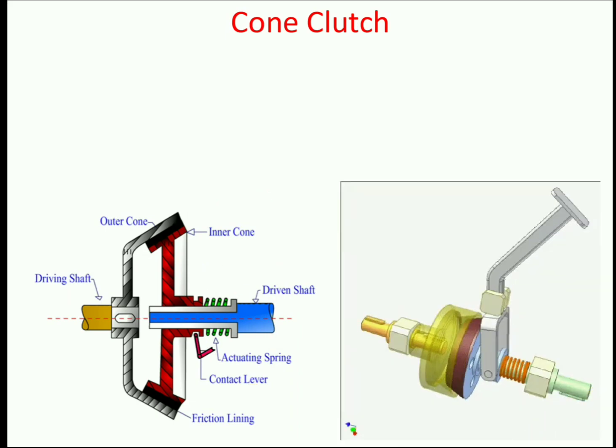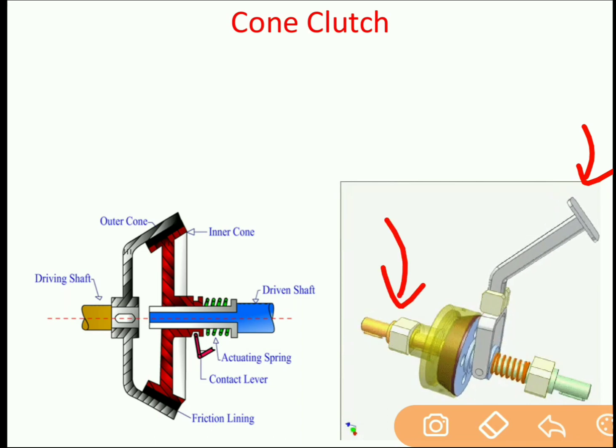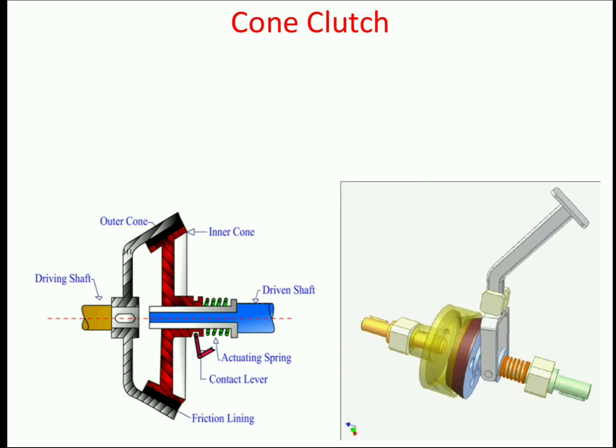You can see the animation of the cone clutch. So when the effort is applied on this wheel, then these two discs will come in contact. This is the driving shaft and power is to be transmitted from this shaft to the driven shaft. So when they are in contact, this shaft will rotate, otherwise it won't rotate.